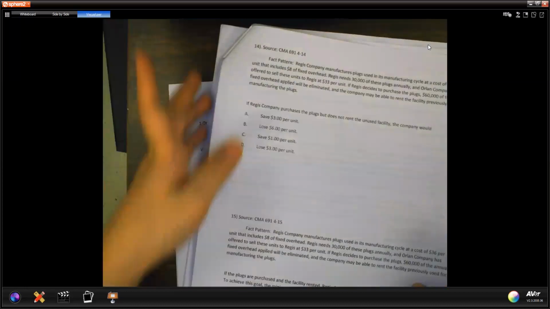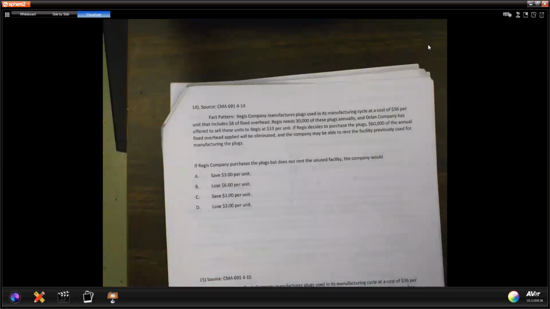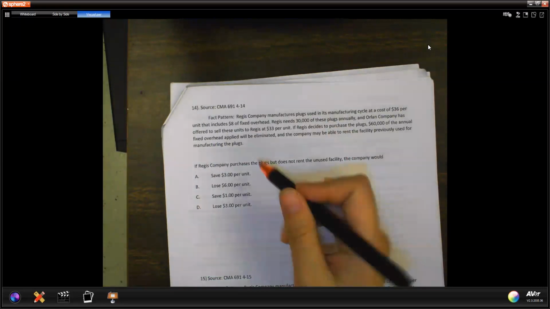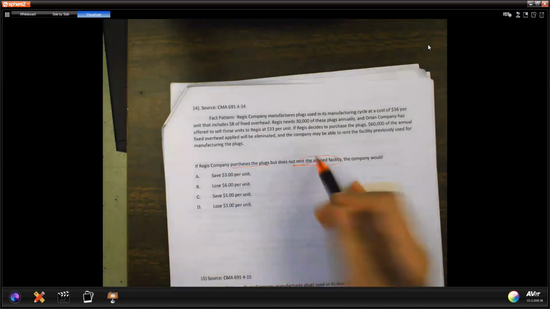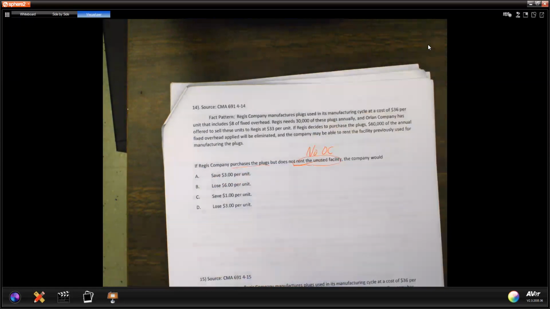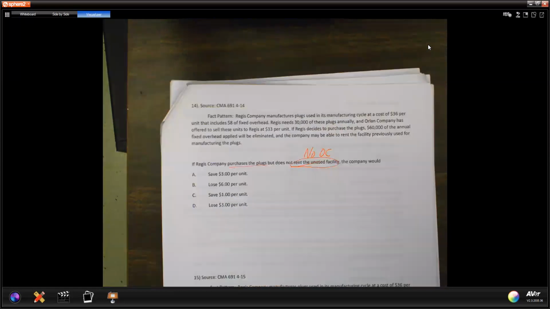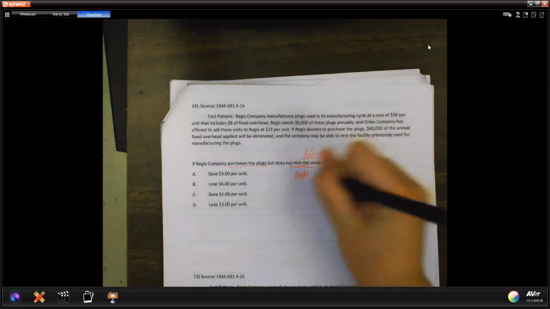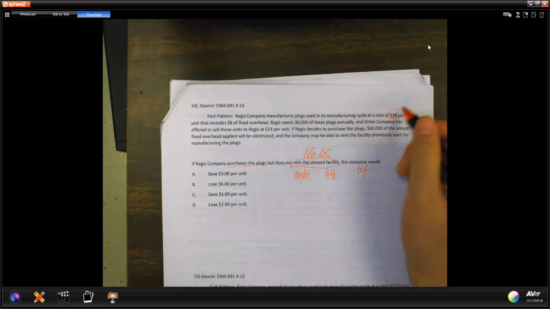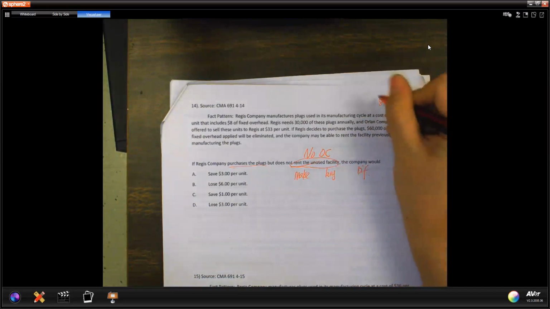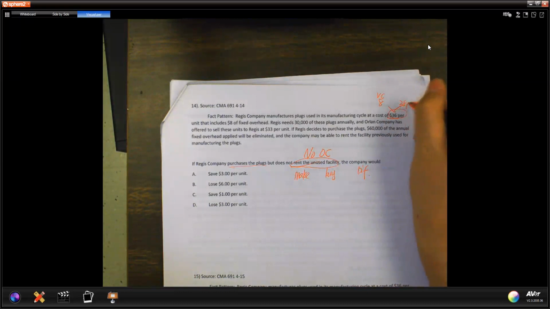Okay, next one. Question 14 said, you are doing something and then you can either make it or you can rent it out, right? So the question said that you make it, but you do not rent out. So there is no opportunity cost. And then let's look at the number, make or buy, and then we look at the difference. So cost is 36 each, and then $8 is a variable cost. So you have 28 fixed cost.